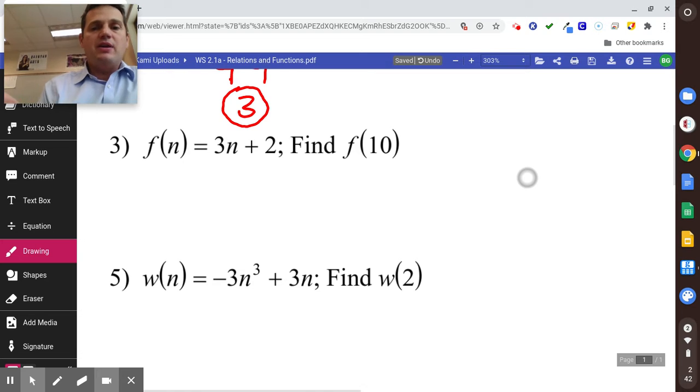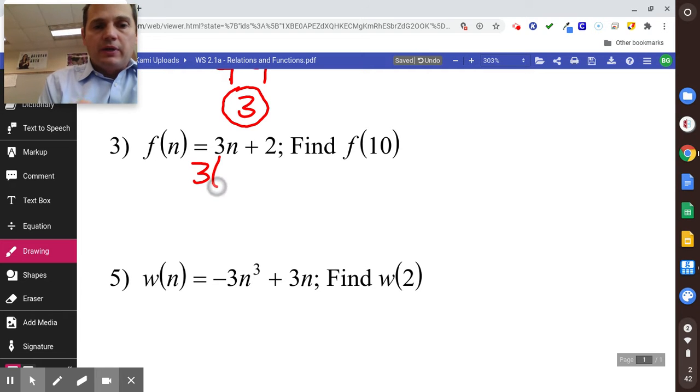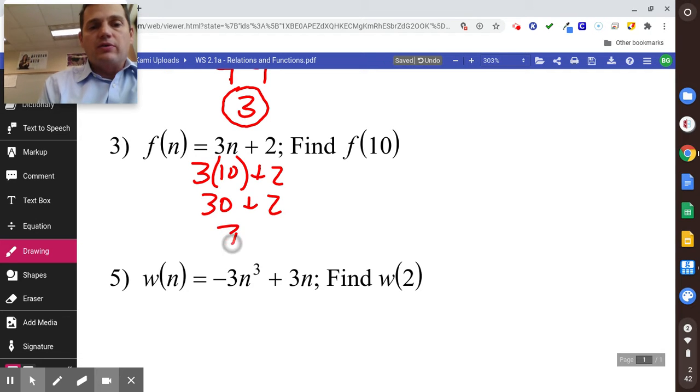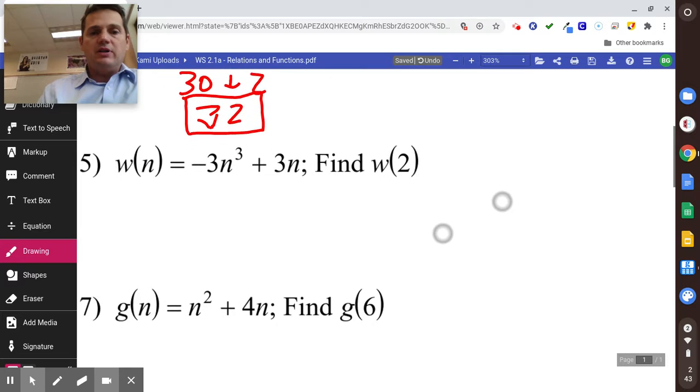Number 3, same thing, find f of 10. All we're doing is plugging in the 10. 3 times 10 is 30, plus 2, going to give you 32. I know a lot of you are more advanced in this problem, but still, we're practicing showing our work. Number 5 is a little bit harder.